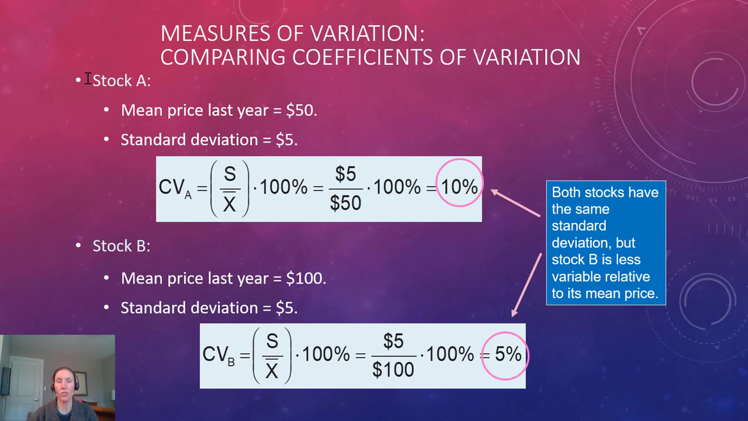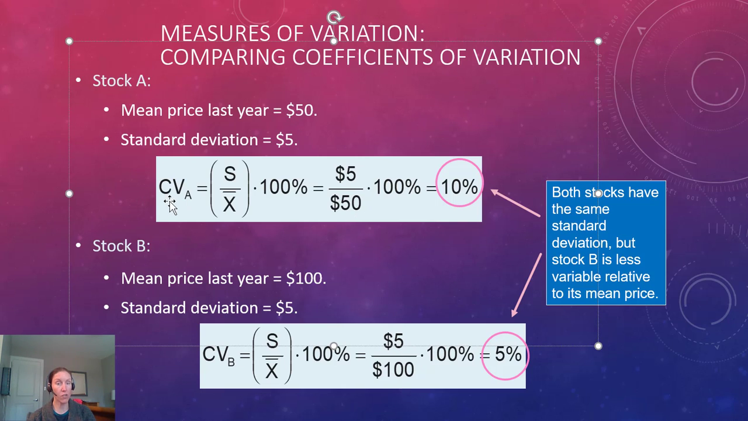So let's look at these two stocks, stock A and stock B. They both have the same standard deviation, but different averages. Variations in stocks are very good to look at. That's your fluctuation, how much the stock value fluctuates. That's your percent return, essentially. So they have the same fluctuation, but stock B is worth more money than stock A. So which one is actually more variable? Well, stock A is more variable because it's $5 on 50 instead of $5 on 100.